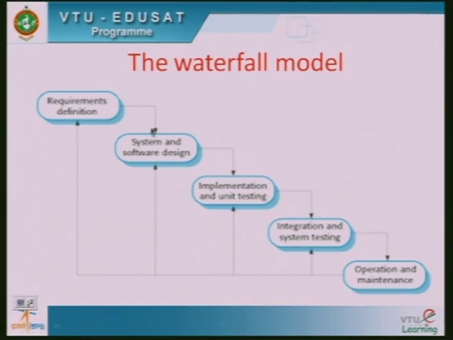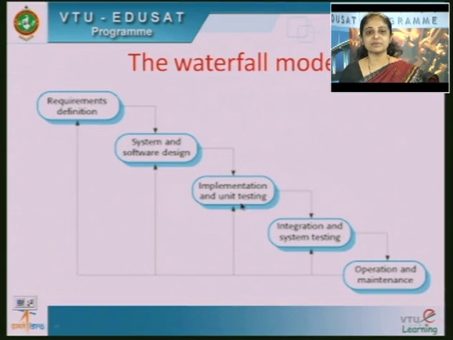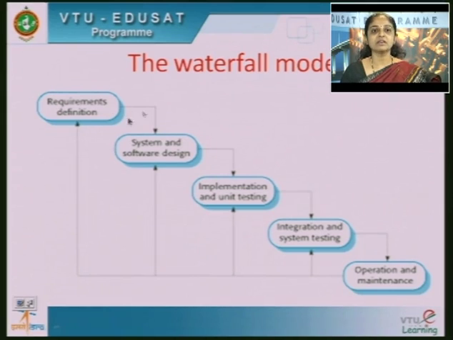So, what is this waterfall model? A waterfall model is the top down model that you see in this architecture here. We first give the requirements definition. Based on that, the system and software design. I do not have to talk about each of these because we already know what the requirement definition is. Based on the requirements definition, we are now going to design the system and the software. Then we are going to implement the software and test it.